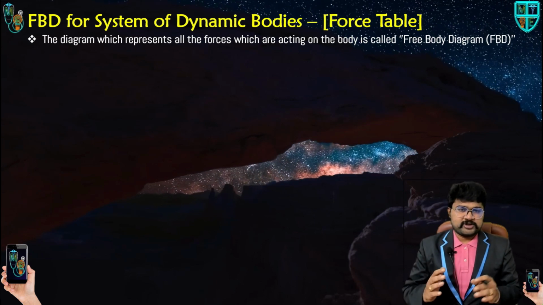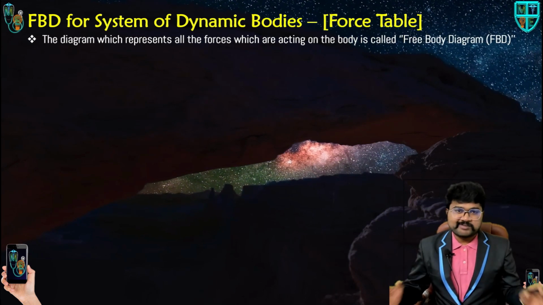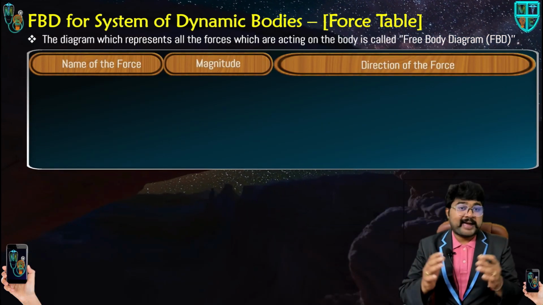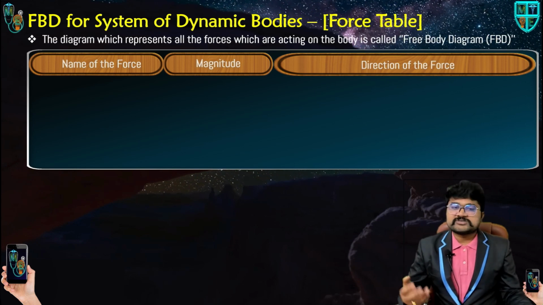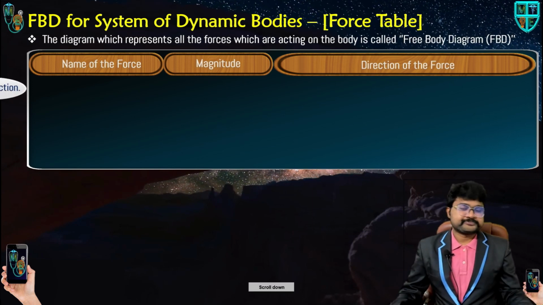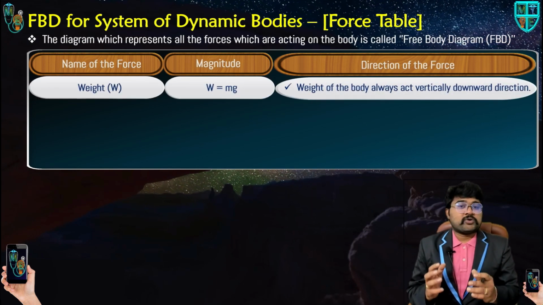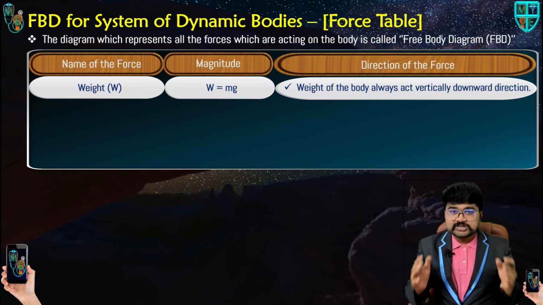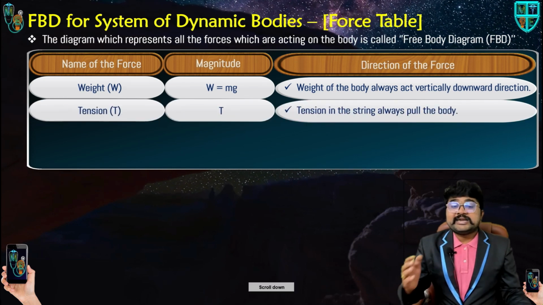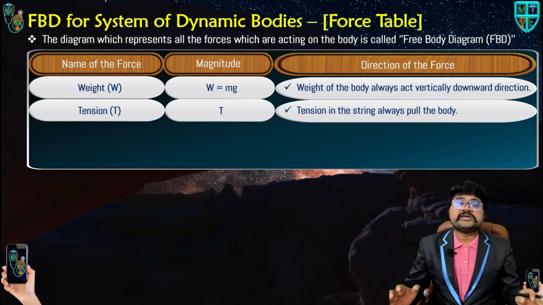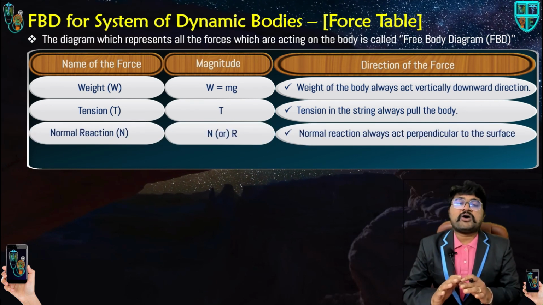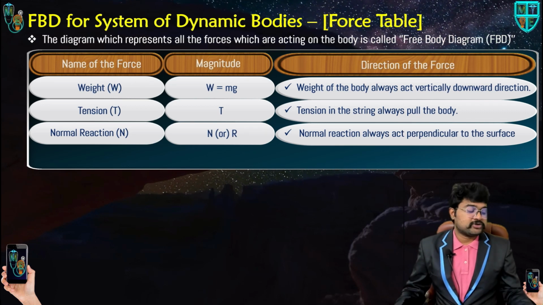In order to draw a free body diagram, you should know some fundamental points. Force is a vector quantity. It has both magnitude and direction. So first we can look at the different forces studied in physics. Weight equals mg. It is gravitational force, and it always acts vertically downward. Tension in the string always pulls the body. Normal reaction at a contact surface always acts perpendicular to the surface.